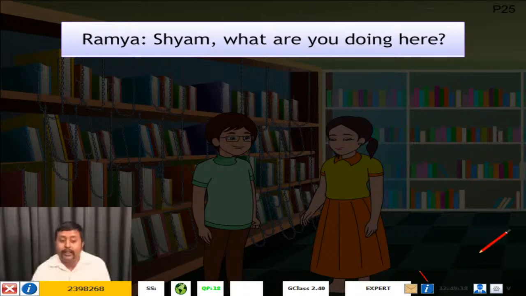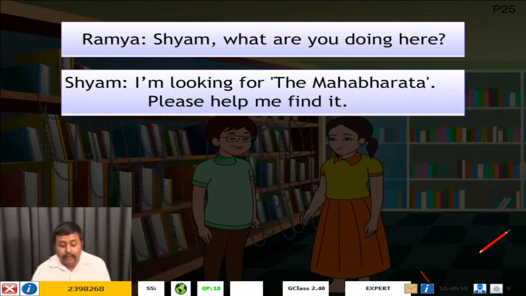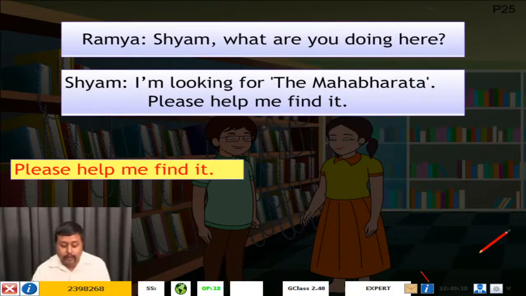So Ramya says, Sham, what are you doing here? Sham replies, I'm looking for the Mahabharata. Please help me find it. Look at the last part.